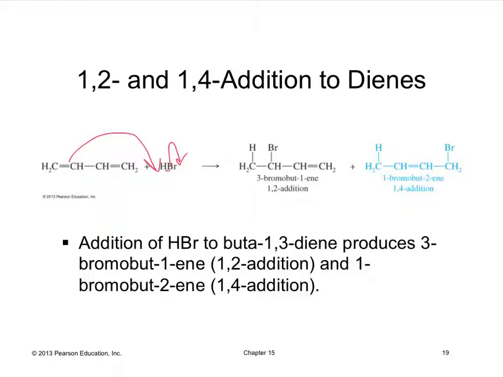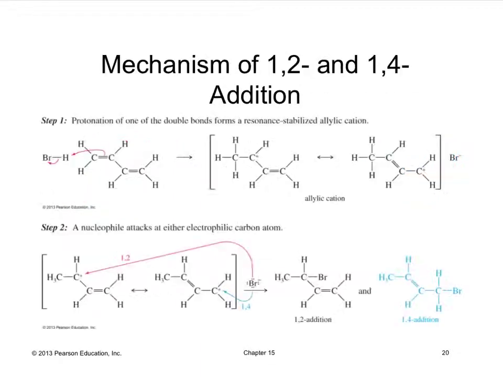The carbocation that's being formed is first on this carbon, right? But then, due to resonance stabilization, your carbocation can also form on this side. Sorry, I'll show you that in the next slide to make it clearer. As a result, you can have Br adding on this carbon right here, or Br adding on this carbon over here, to form the 1,4 addition or the 1,2 addition.